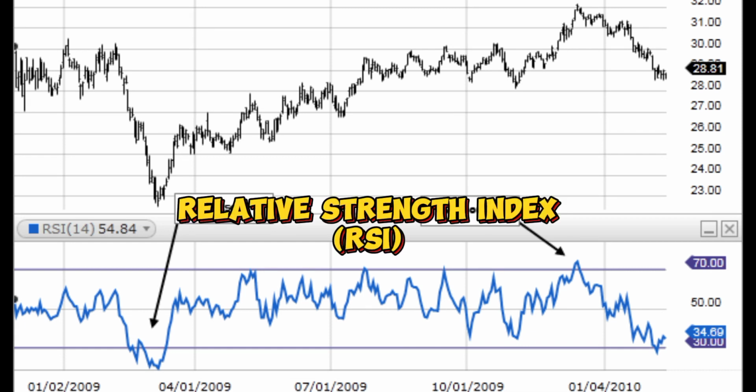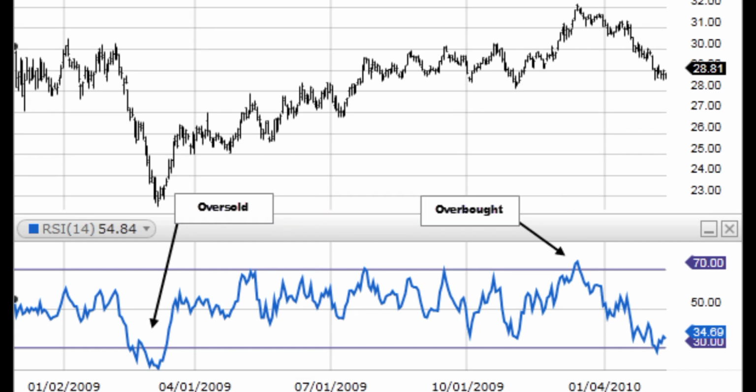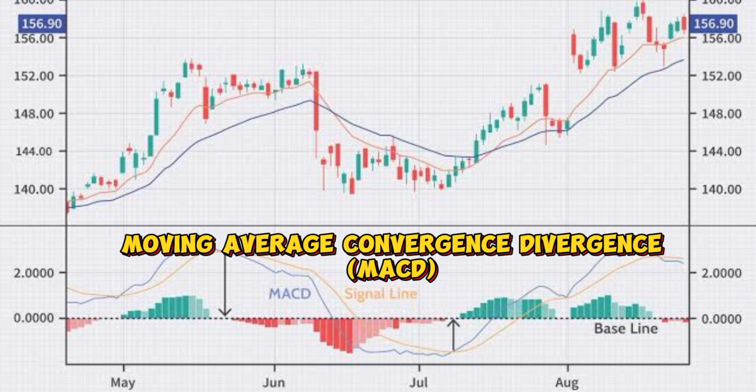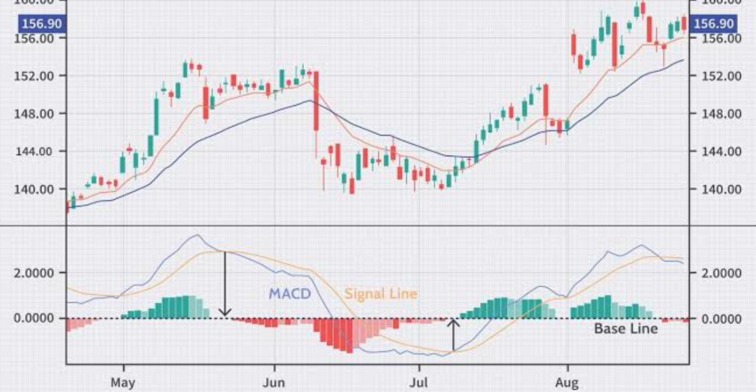3. Relative Strength Index (RSI). RSI measures the speed and change of price movements. It ranges from 0 to 100, identifying overbought (above 70) or oversold (below 30) conditions, potentially signaling a reversal. 4. Moving Average Convergence Divergence (MACD) is a trend following momentum indicator that calculates the difference between two moving averages.